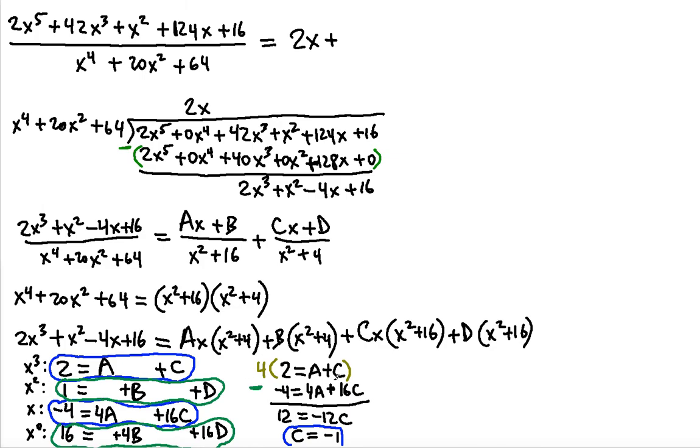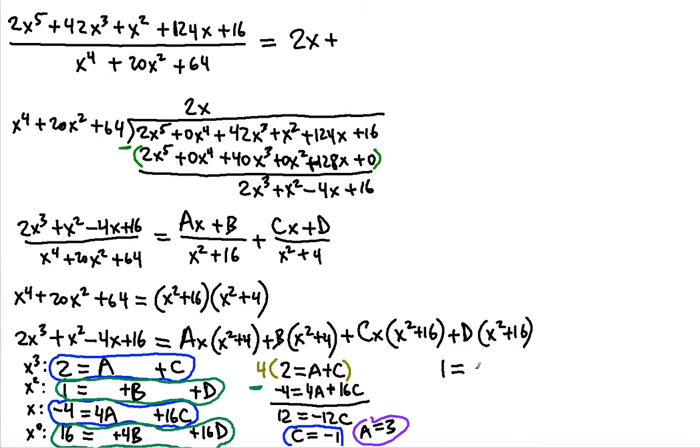Now, if c is equal to negative 1, we can use this original equation here. A plus c was equal to 2. That means c is negative 1. If we add 1, we get 3 for the a. So a is equal to 3. A is equal to 3. Good.